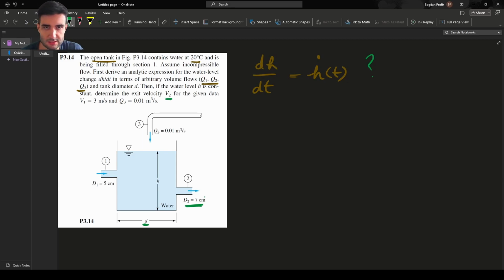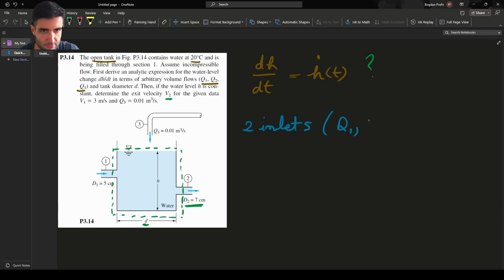Okay, so let's actually do the question by drawing a control volume. I would draw the control volume like this, and I'm going to look at where the water is crossing the boundaries of the control volume, right? We have two inlets. Those inlets are characterized by the volumetric flow rates Q1 and Q3. And then we have one outlet, which is Q2. And we also have that other outlet or inlet, which is given by the height of the water, which is either increasing or decreasing. So we have to actually find out what's going on there.